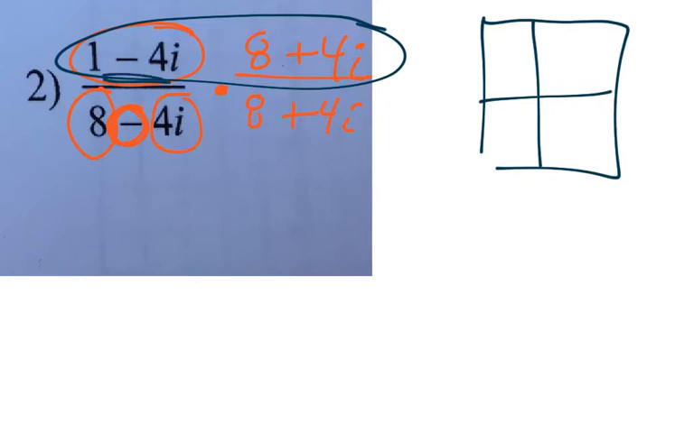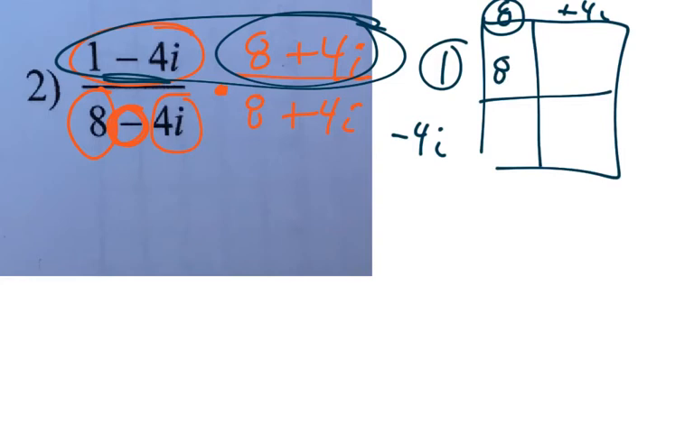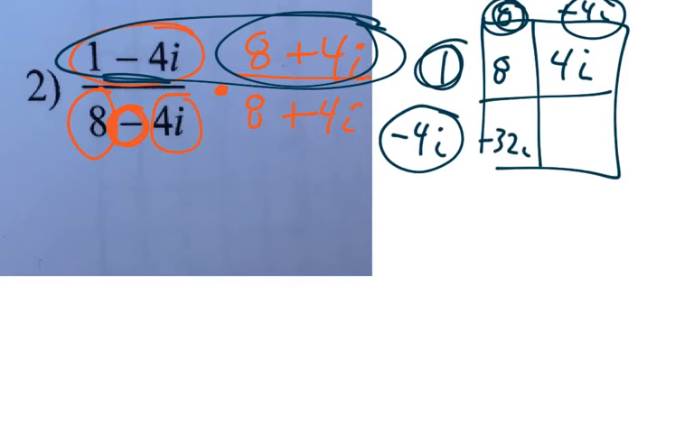So we're going to take 1 minus 4i. We're going to times that with 8 plus 4i. 1 times 8 is 8. 4i times 1 is 4i. 8 times negative 4i is negative 32i. And 4i times negative 4i is negative 16i squared. But what does that i squared do? It's a negative, so it becomes plus 16.